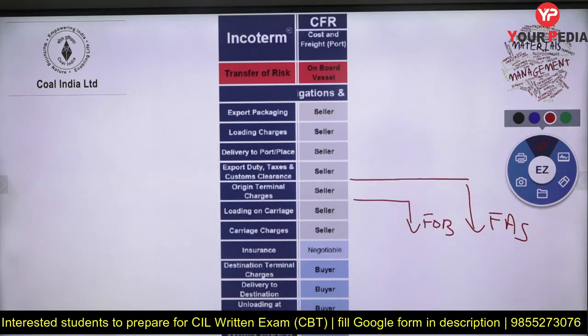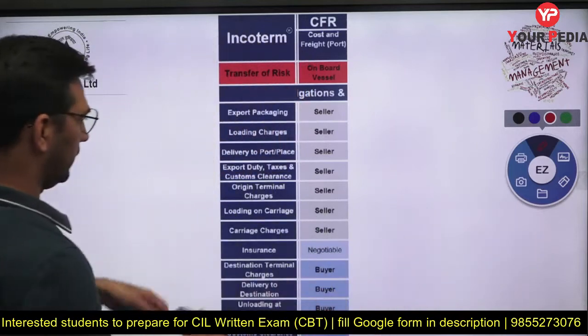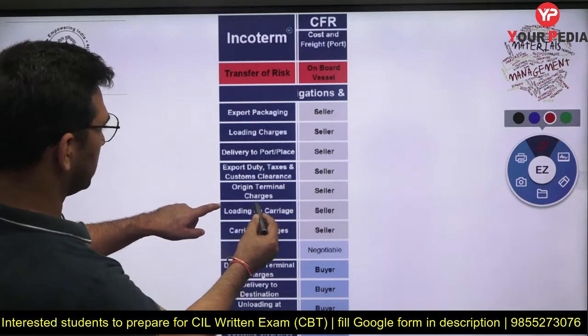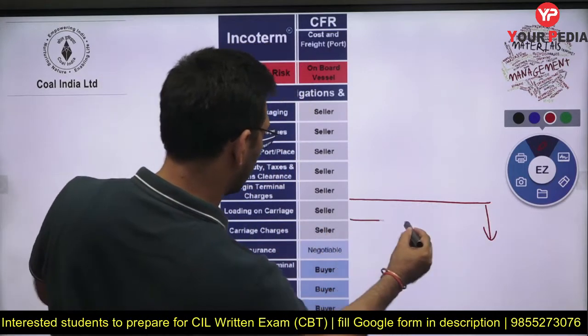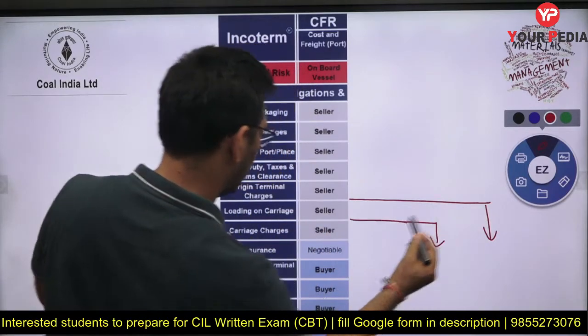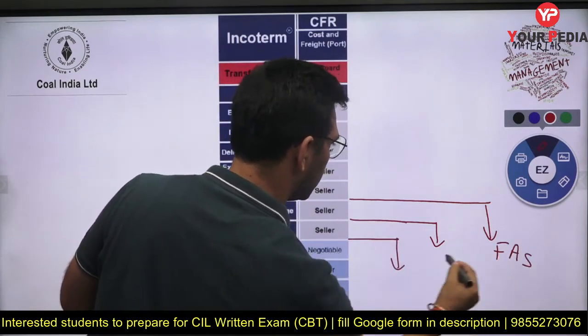Sorry, I think origin terminal, इसको मैंने गलत लिखा. Origin terminal charges, ये तो आपका यहाँ से शुरू हुआ, right? And then loading on carriage was this one, and now you are having additional term coming over here. So this was FS, this is FOB.